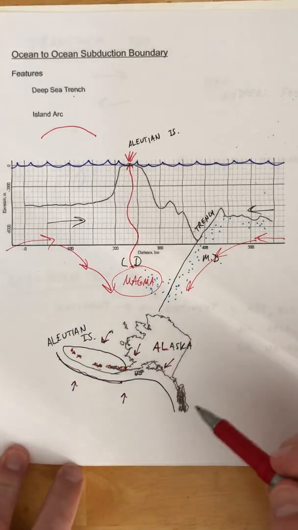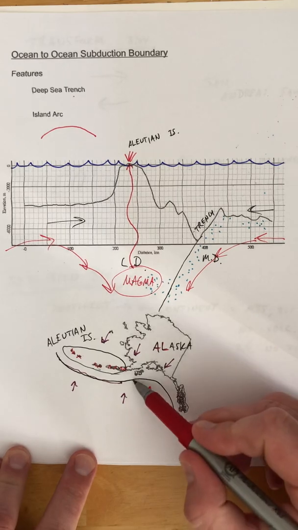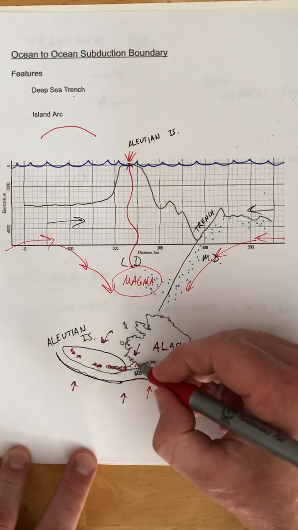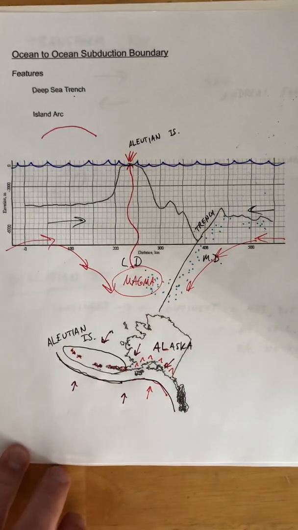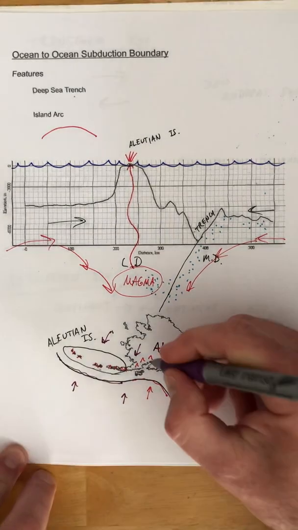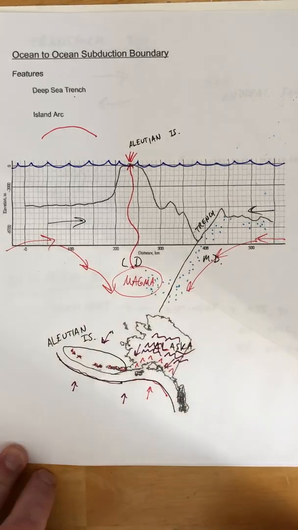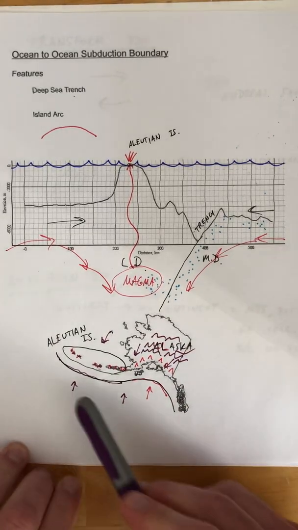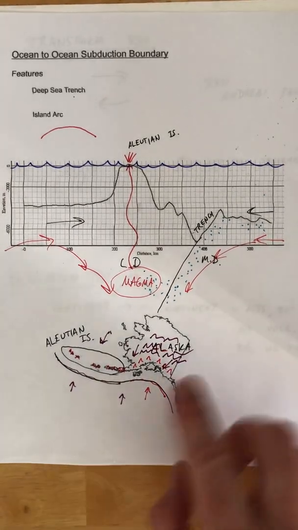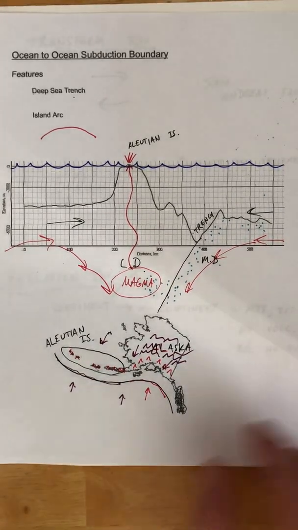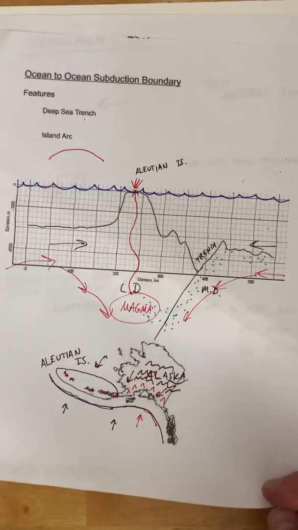Now, just to review from the first page, here I've got ocean meeting continent. So I'm still going to have a trench, but on land, I'm going to have volcanoes. And then behind the volcanoes, I'm going to have a bunch of mountains. So in Alaska, you have two types of subduction boundaries, ocean to ocean and ocean to continent. And you can see what happens with both of them.